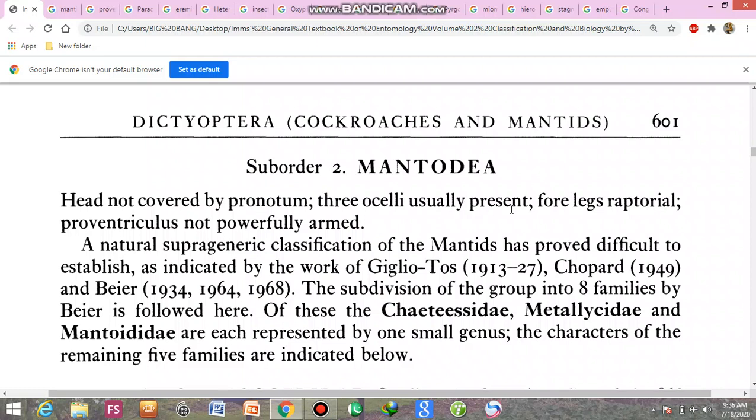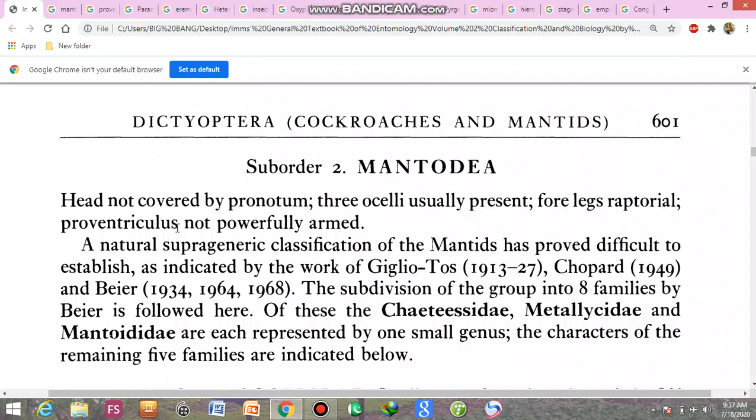Three ocelli are usually present. Ocelli are the simplest eyes present in insects. Four legs are raptorial. Its main four legs are used for grasping things. Proventriculus not powerfully armed. Now, first of all, I have to explain it.